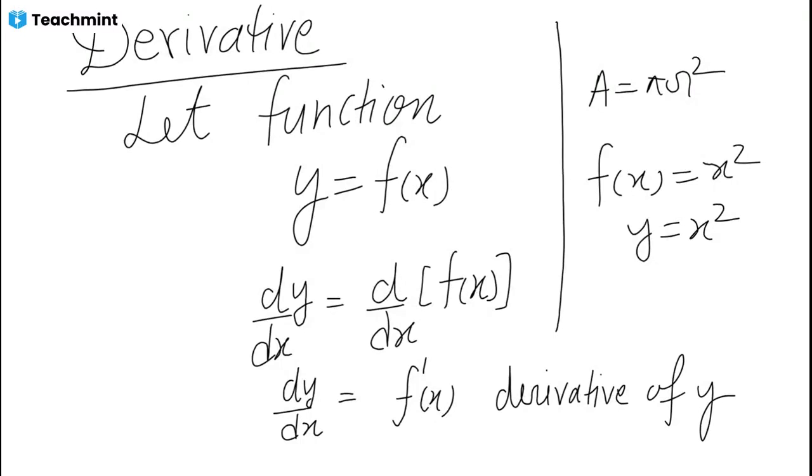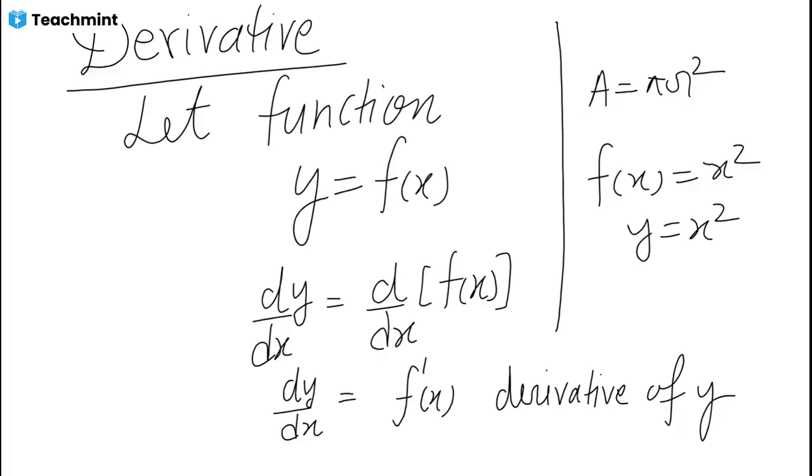Differentiation means the rate of change of y with respect to x. If there is any change in x, obviously y will change. Because of the change in x, the rate of change of y is said to be differentiation. And the result of differentiation is said to be the derivative. Okay, now you got the meaning of differentiation and derivative.